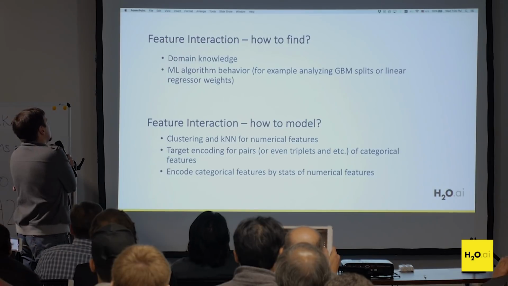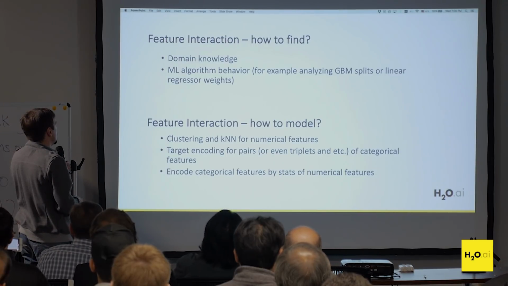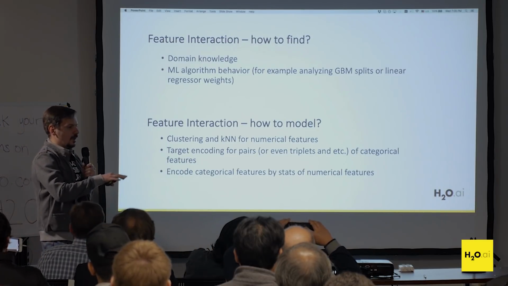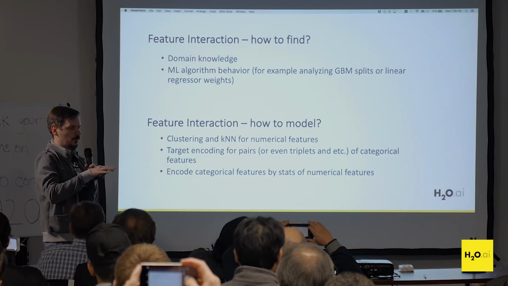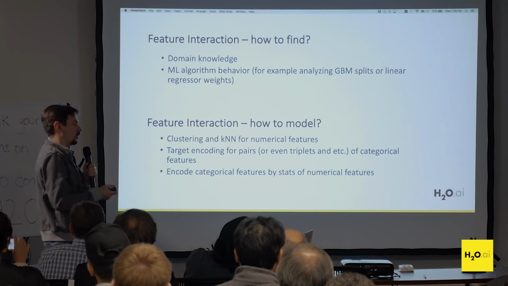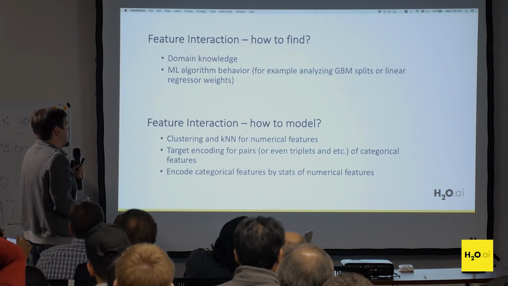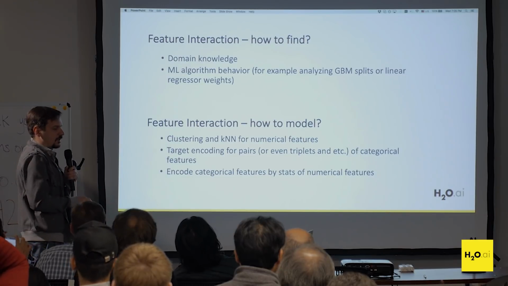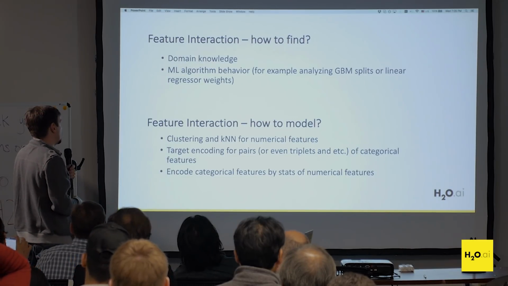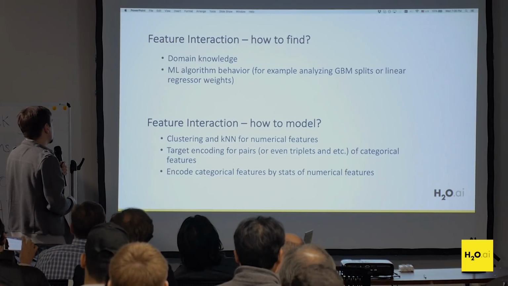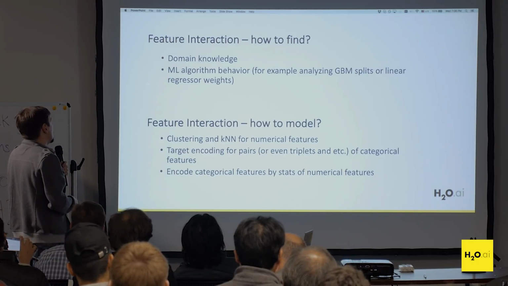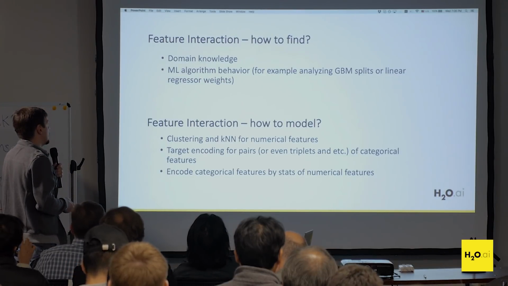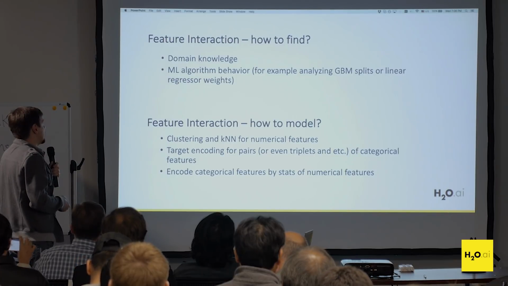So, yeah, that's kind of an introduction to the next part, right? We had an overview of the tool: what exactly we can do with the features, and how we can represent them in numerical form. But the thing is, how exactly do we find the right representation, how do we find different feature interactions to help our model converge faster and maybe produce a smoother decision curve? Well, of course, it requires domain knowledge. You can analyze the machine learning algorithm behavior, like GBM splits. Obviously, you can analyze linear regressor weights, for example.